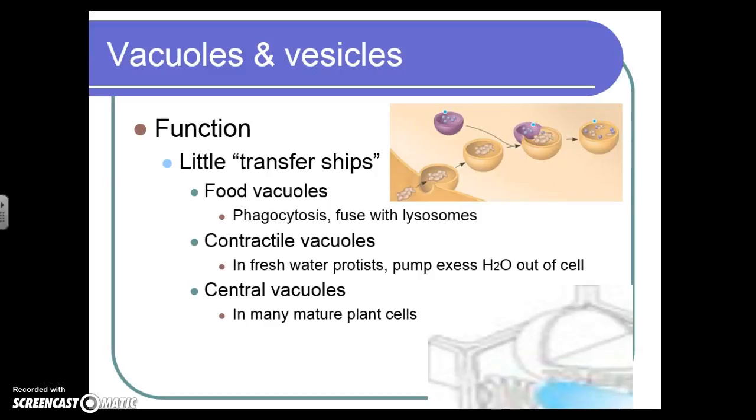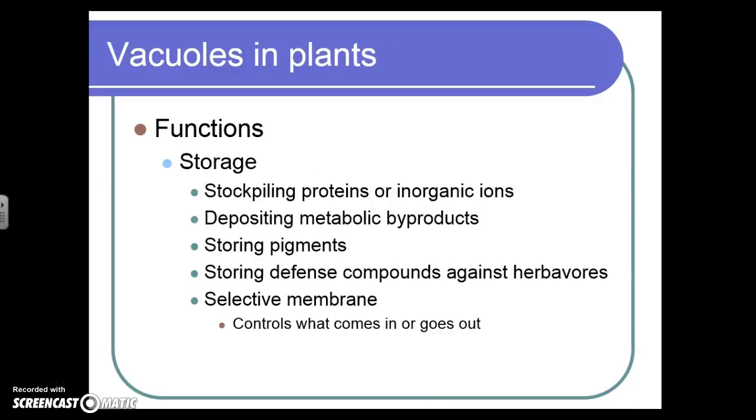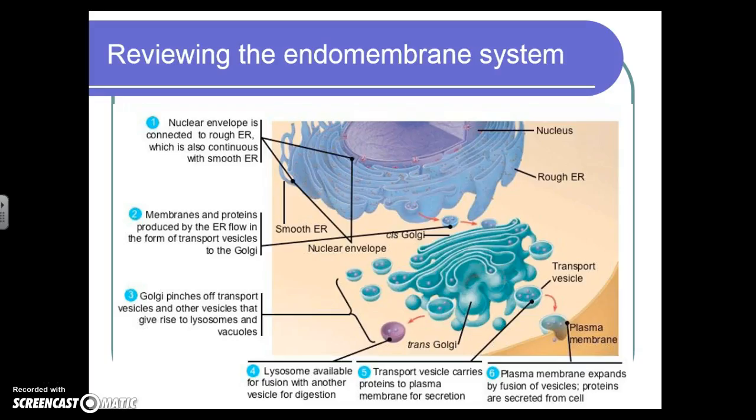You can have a contractile vacuole, which I mentioned the other day, is found in protists. It can help expel water out of their body. Or central vacuoles, which we find in plant cells, help increase the turgor pressure found inside plants to allow them to stay upright. The function of a vacuole is to store, whether it's storing proteins, byproducts, pigments, or compounds. It's a selectively permeable membrane, so it does control what goes in and out because it is a phospholipid bilayer.